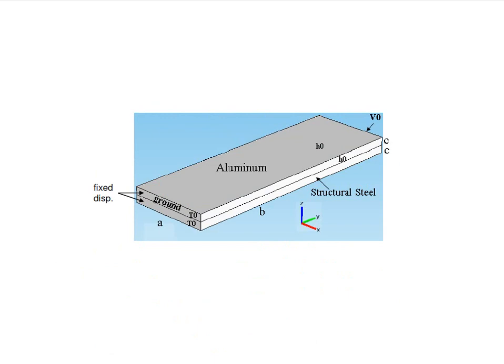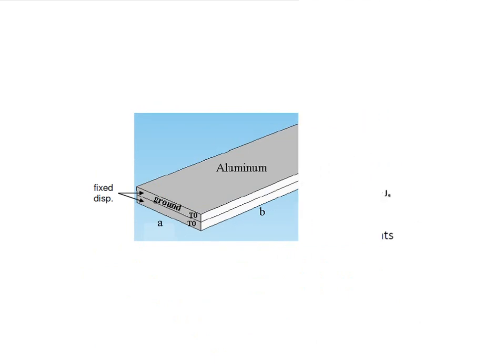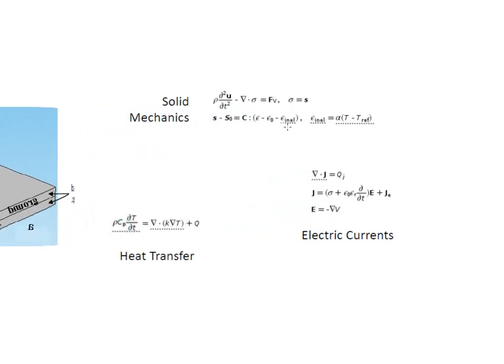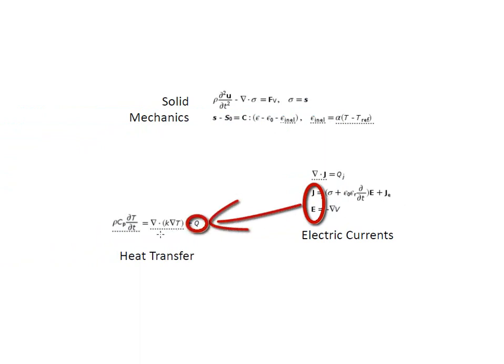Here's the metallic strip that we will model. The dimensions will be parameterized with the parameters A, B, and C. All three of these physics are coupled together. The electric current solution will drive the heat transfer solution, which in turn will drive the solid mechanics solution.